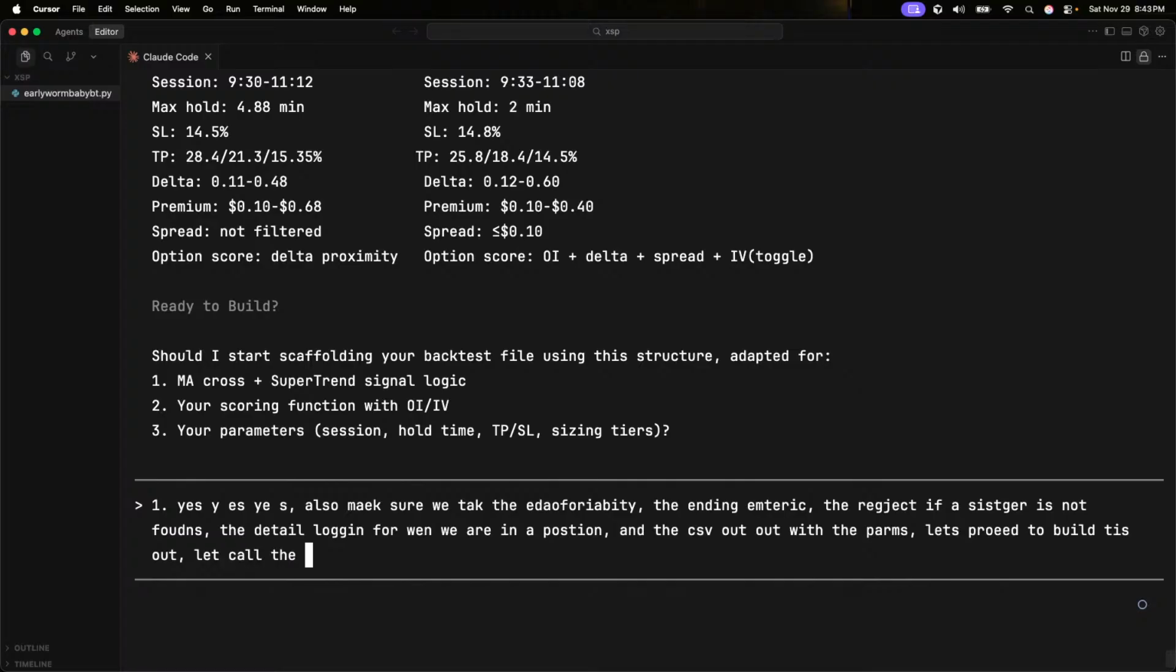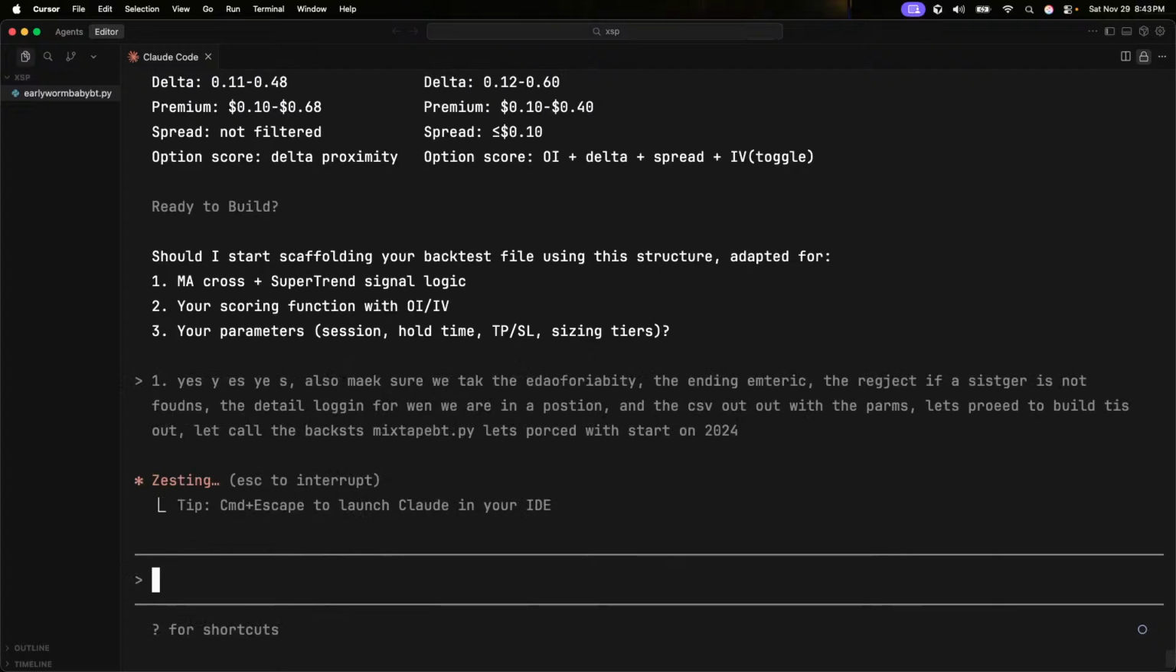Let's call the backtest. What are we going to call this? Crossover mixtape. Here's my mixtape, I'm going to call it mixtape_bt.py. Then let's proceed with starting on 2024.